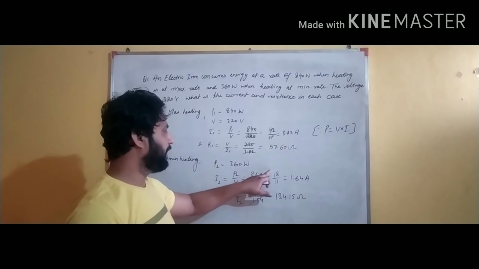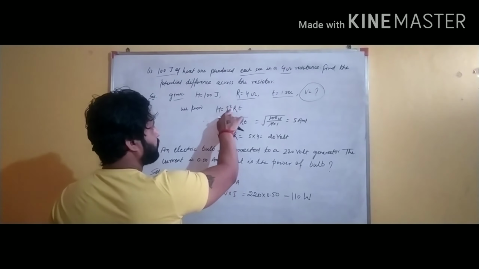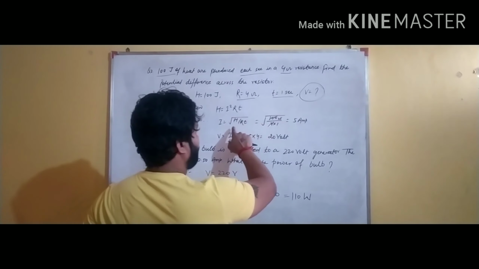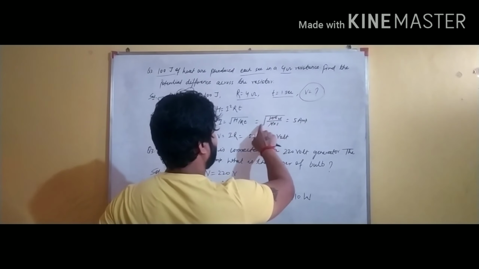We know that H is equal to I square RT from Joule's law of heating. So I is equal to the square root of H by RT. Putting the value of heat 100 and resistance 4 into 1, we get 25, and the square root of 25 is 5 ampere. From here we calculate the current.